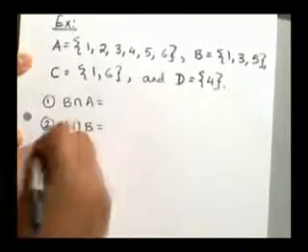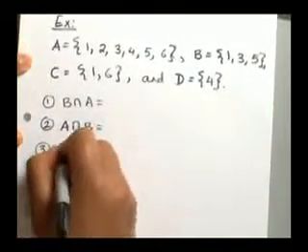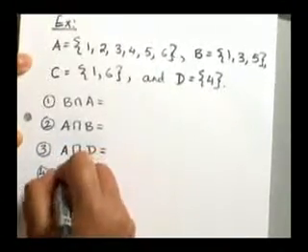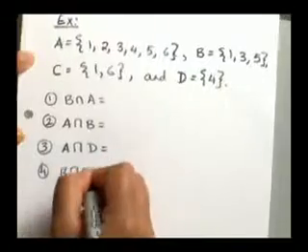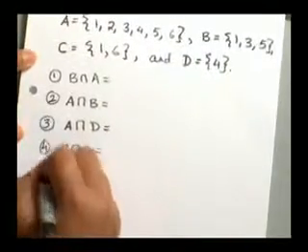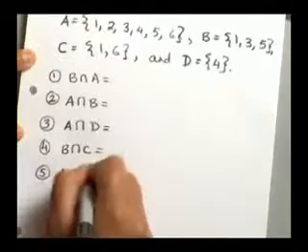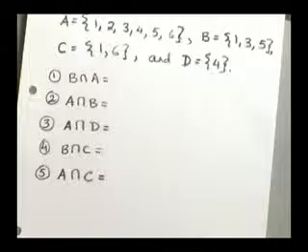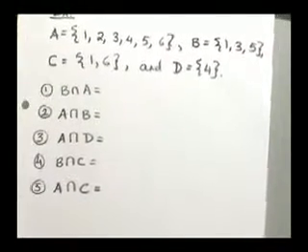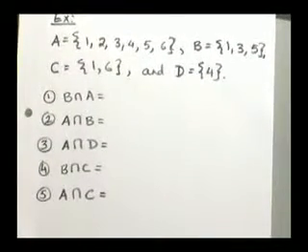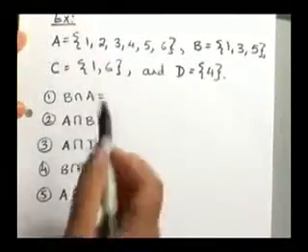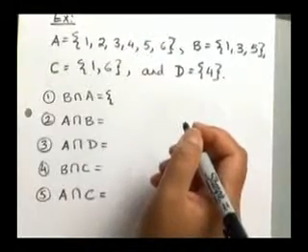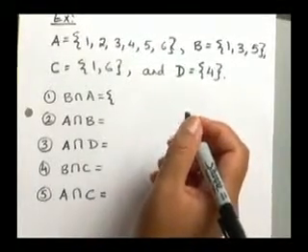A intersect B, A intersected with D, let's see, B intersected with C, and the last one, A intersected with C. So we're just taking two different sets and trying to find their intersections. So again, as I said, when you're finding the intersection of two sets, only those elements will be part of your intersection which are in both your sets.